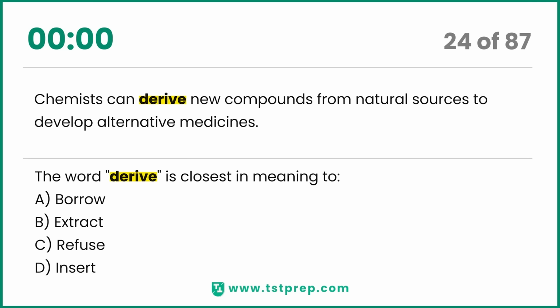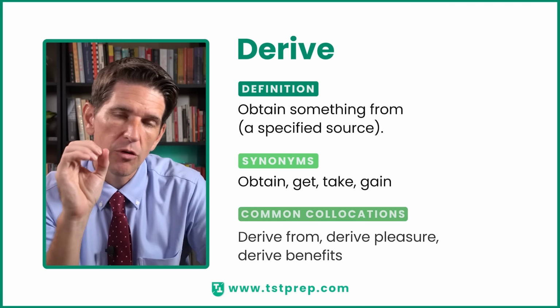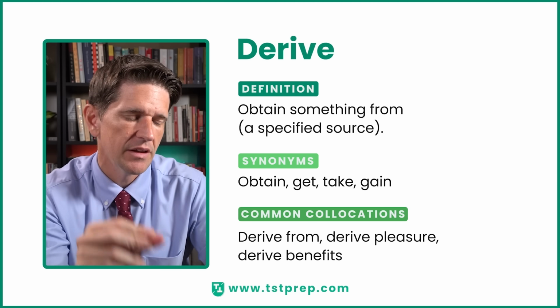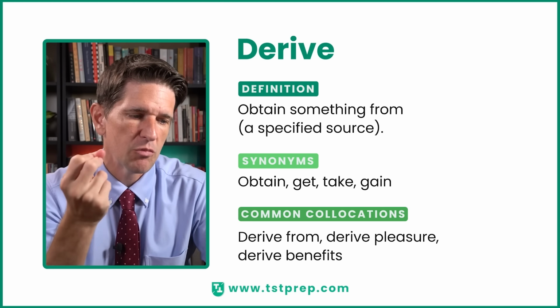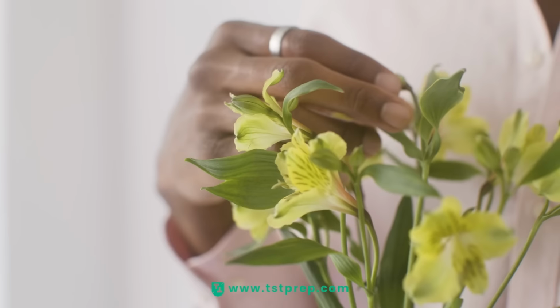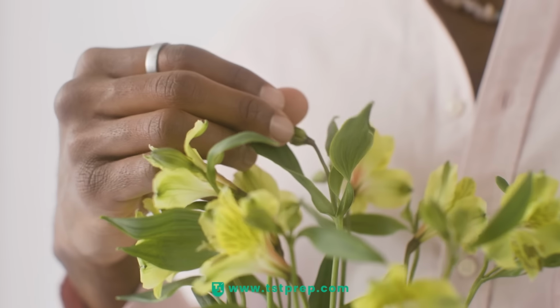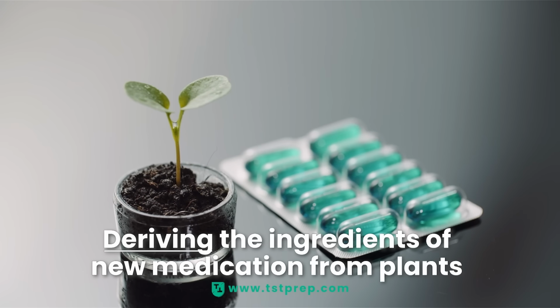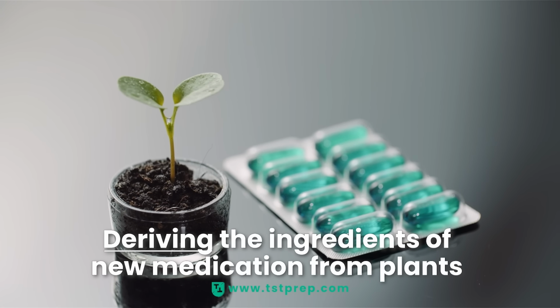All right, here the correct answer is, what is it? B, extract. So if you derive something, you obtain something from a specified source. You derive it. Derive from, derive pleasure, derive benefits. So if you want to make some type of medicine, a lot of times you have to get the ingredients from nature, from different plants. And so they are deriving the ingredients of new medication from plants.